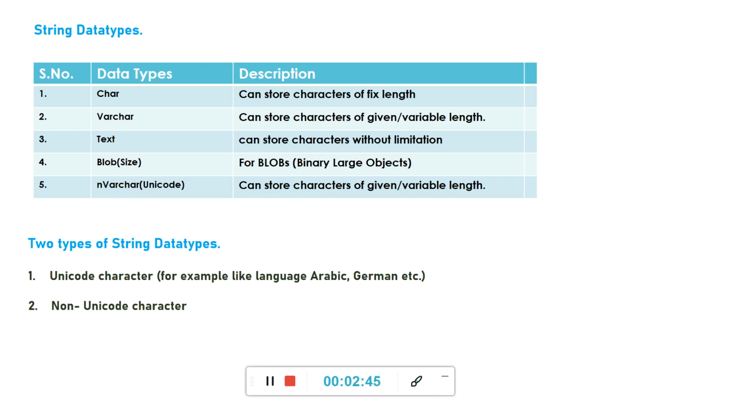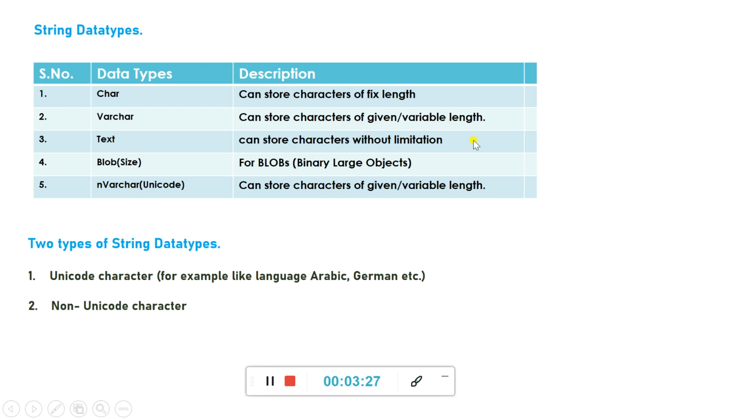So basically, there are two types of string data types: Unicode and non-Unicode characters. As per requirement, when we need to store languages like Arabic, German, Russian, at that point we can use Unicode characters, and non-Unicode characters for our own language, right? So the point here is that char can store a fixed length, but varchar can store a variable length. I will show you in the examples how char has a fixed length and varchar has a variable length.